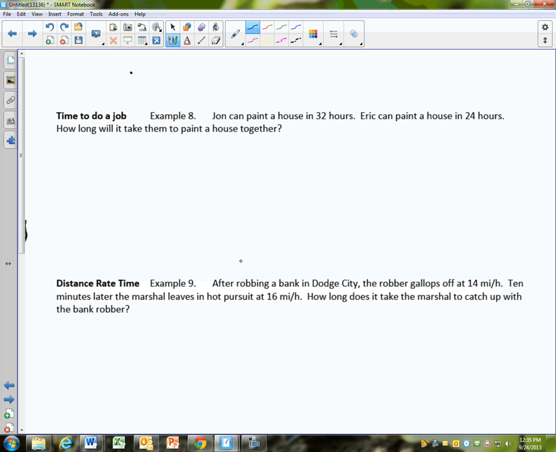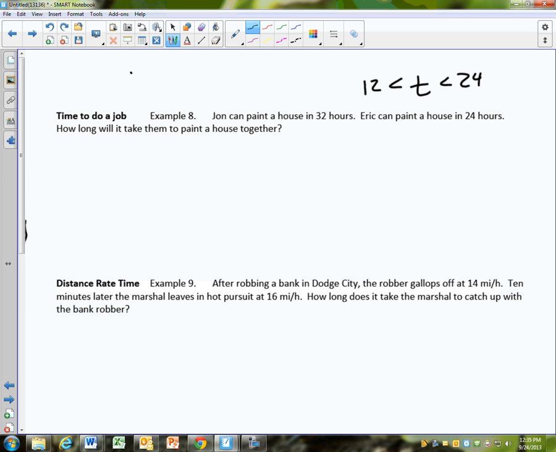So if it takes John 32 and not the 24, would you expect that their time would be more than 12 or less than 12? More than 12. So we know that the amount of time it takes is going to be greater than 12 but less than 24. Would you agree?